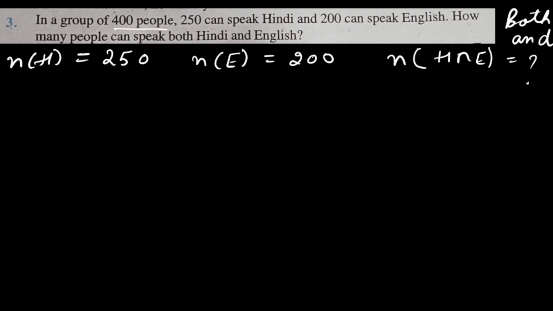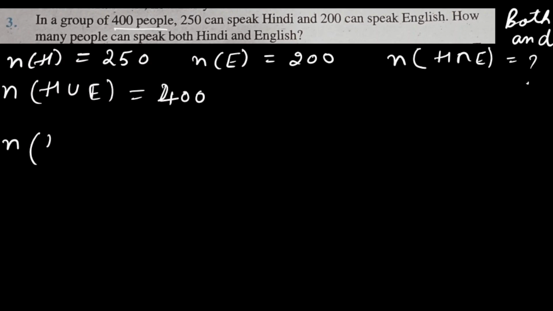See, it's a group of 400 people. So that means the union is given to us, like all together how many people are there. So H union E is given to us, which is equal to 400. Again, the intersection we have to find directly with the help of a formula.